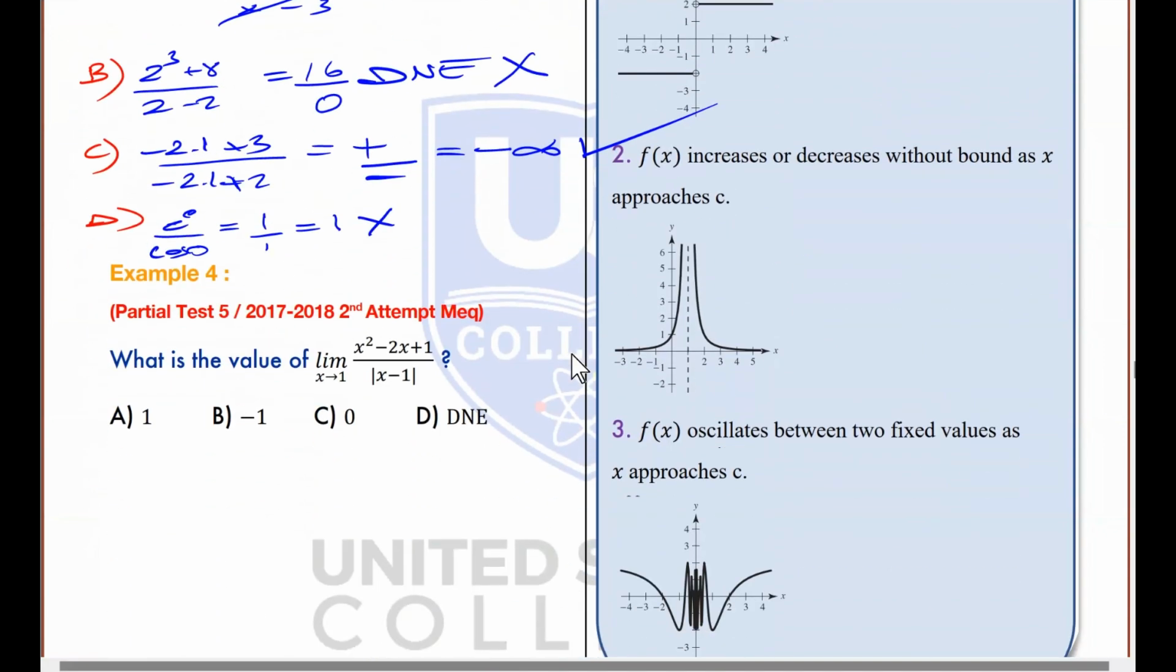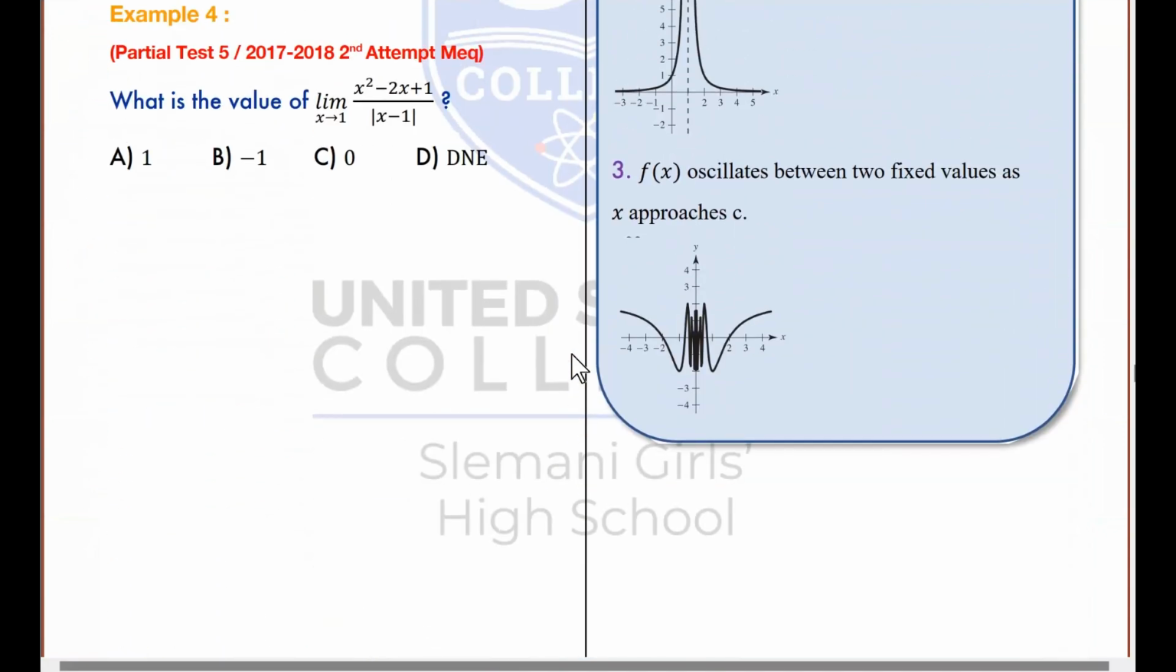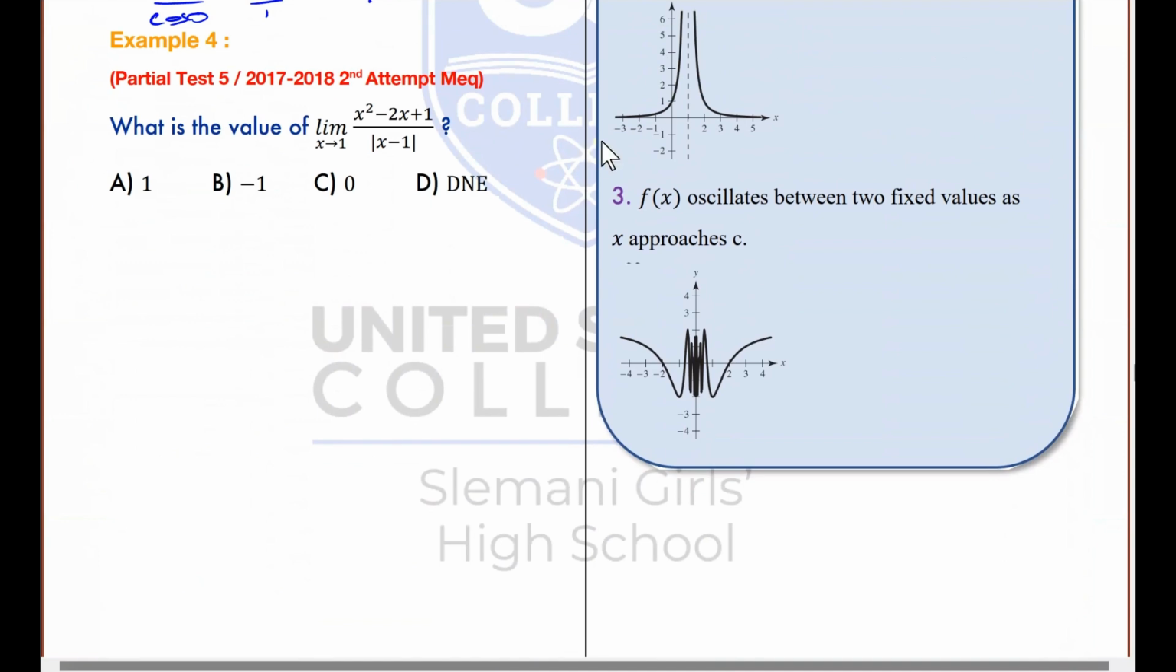Okay, let's take a look at the last question. Ministry question and partial test question at the same time. I see an absolute value, so I should get rid of this absolute value. So what kind of condition do I have here? When you insert 1 for x, what happens? 1 squared minus 2, negative 1, plus 1, 0, 1 minus 1, 0, 0 over 0.